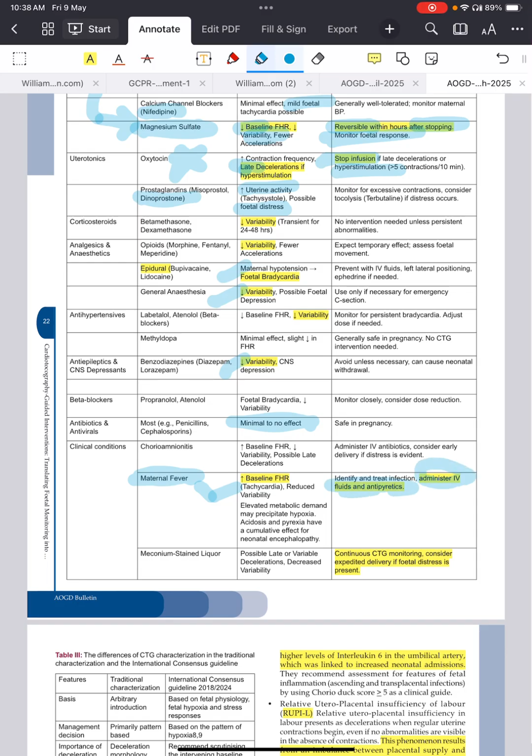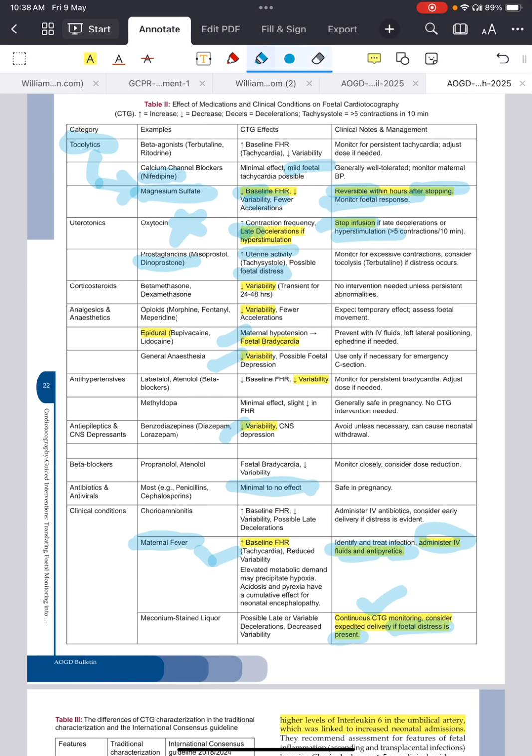With meconium-stained liquor there is also variable deceleration. Continuous CTG should be done. If fetal distress is expressed, then expect delivery in that way. So you should monitor what drugs are being given, like magnesium sulfate or prostaglandins, and then decide on cesarean section, not go directly for cesarean section on the basis of the CTG value.